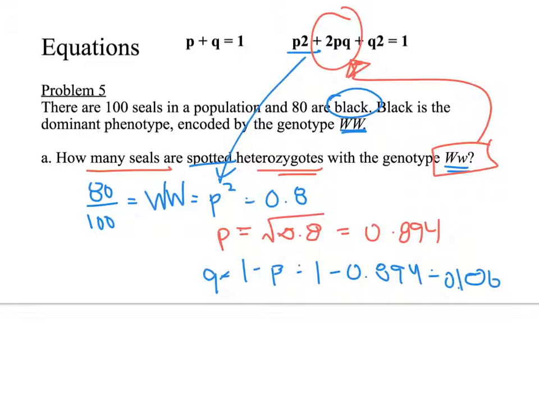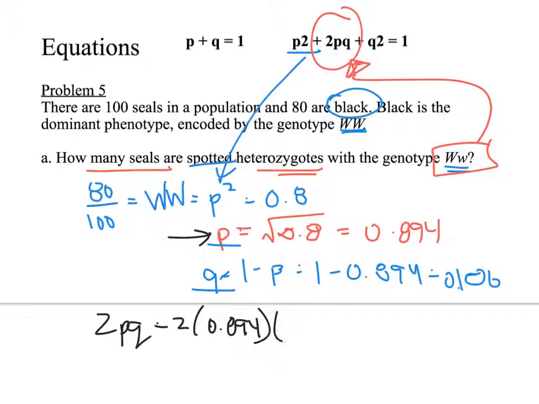0.106. So we're almost home. We know q, we know p. The last thing to do to solve for the proportion of individuals that will be heterozygous is 2pq. So that's going to be 2 times 0.894, which we solved for here, times the value for q, which we just solved, 0.106, and that's going to turn out to be 0.19.